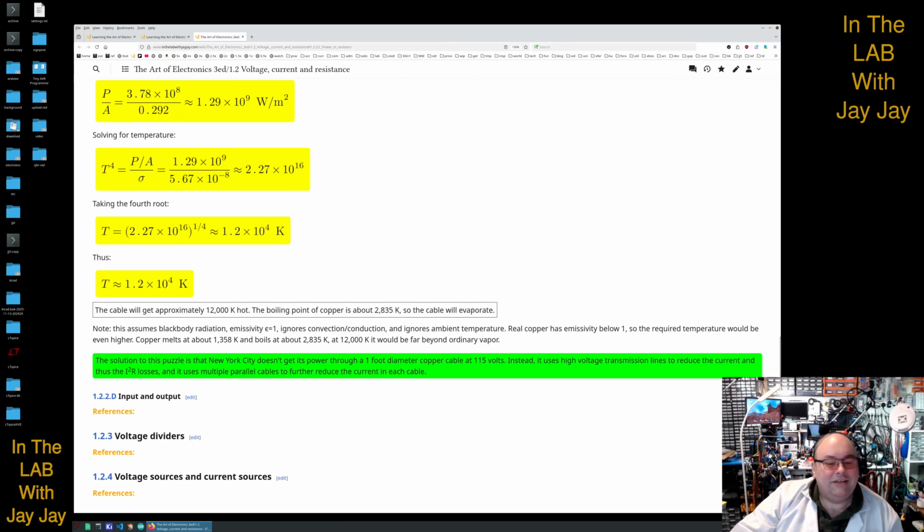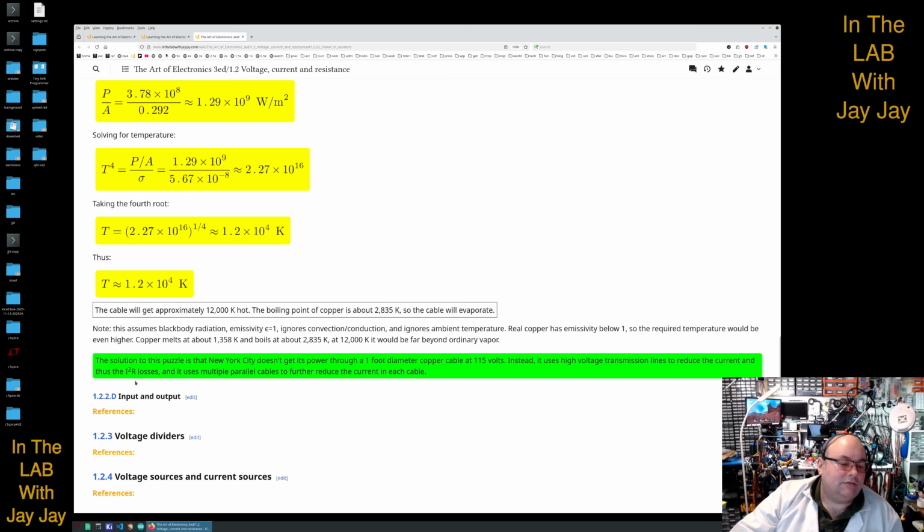It will turn into super hot plasma and boil away. There's some notes here. This assumes black body radiation with an emissivity of 1, which ignores convection and conduction, and ignores ambient temperature. Real copper emissivity is below 1, so the required temperature would be even higher. Copper melts at 1358 K and boils at 2835 K. So at 12,000 K, it would be far beyond ordinary vapor.